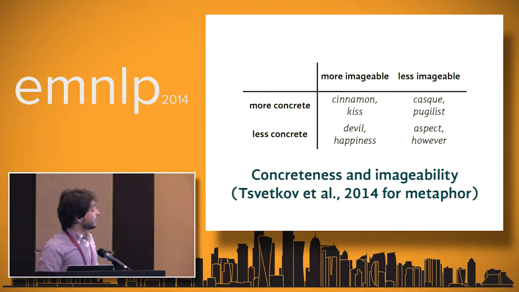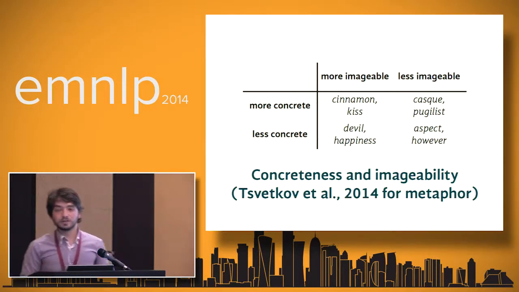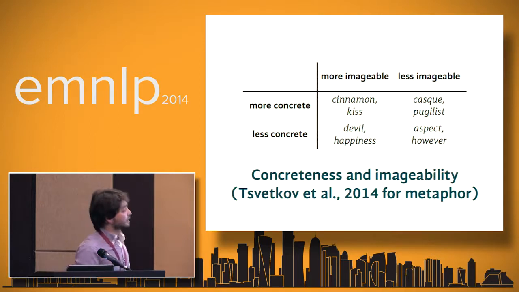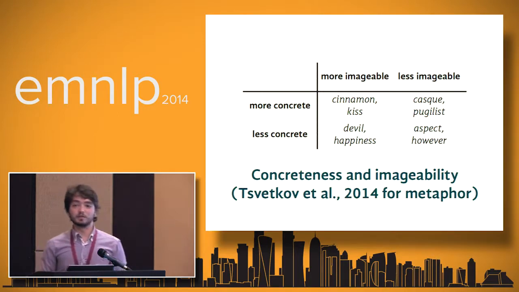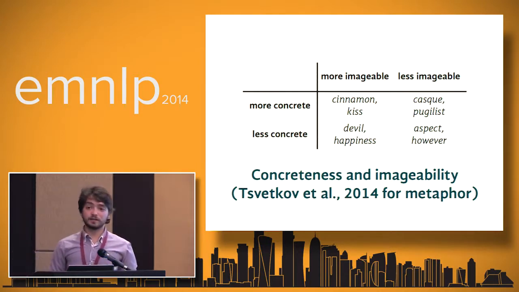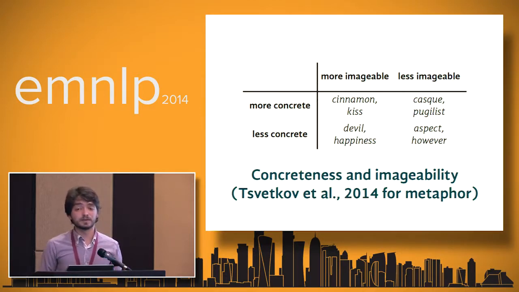It's a very interesting research question. In this case, the data comes from the MRC Psycholinguistic Machine Readable Dictionary. Words like cinnamon and kiss are considered imageable, whereas words like cask and pugilist are considered less imageable. What Tsvetkov et al. did was train a classifier on word embeddings to predict these ratings so they can generalize to out-of-domain words. We adopt the same approach.